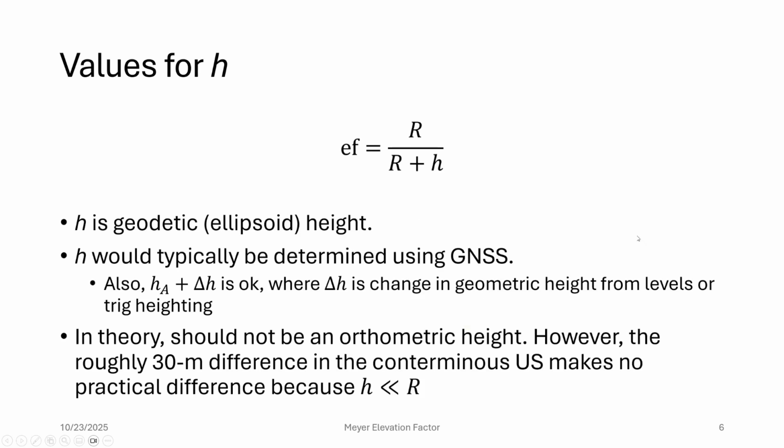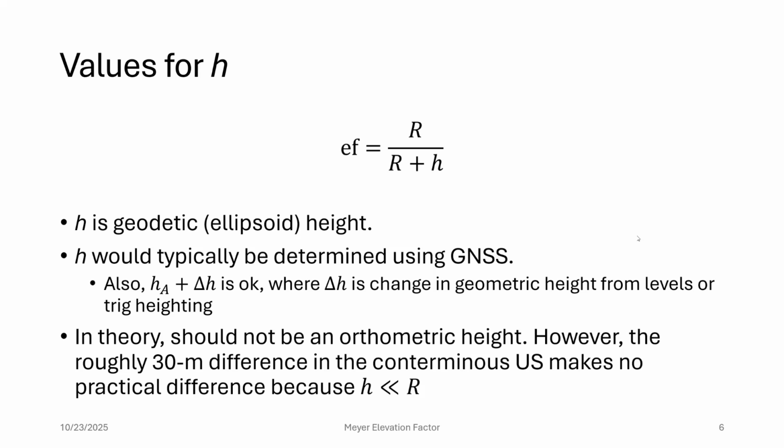We have spent a lot of time discussing the formula for the elevation factor, focusing up to this point on the radius. Right now, we'll turn our attention to the height. The height is a geodetic or an ellipsoid height. Geodetic and ellipsoid height means the same thing. And one would typically get this from a GPS GNSS unit, but if you're doing trig heighting with a total station traverse or running levels through the stations, you can get H that way as well.